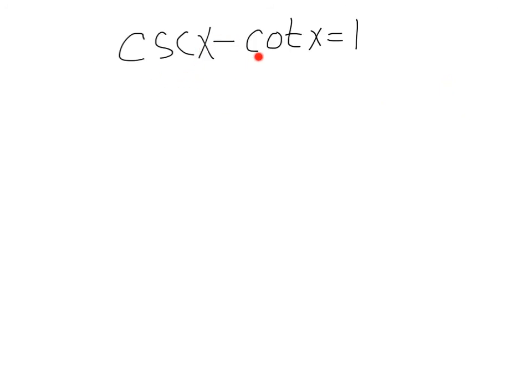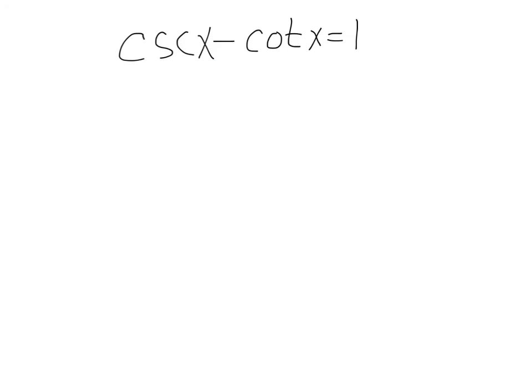Cosecant x minus cotangent x equals 1. This time we have different trig functions again, so we want to rewrite, but we don't have anything squared, so we can't yet use our Pythagorean identity. So, if we don't have anything squared, a great thing we could do here is, well, why don't we square it and see where we end up?